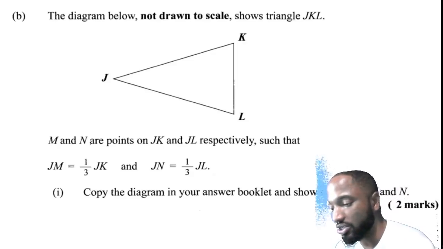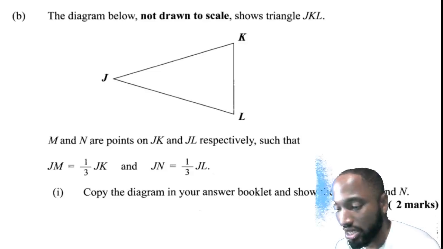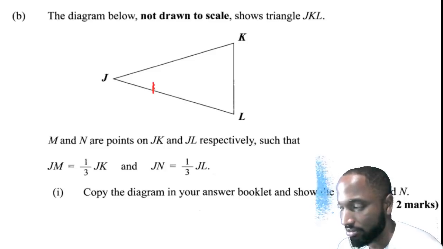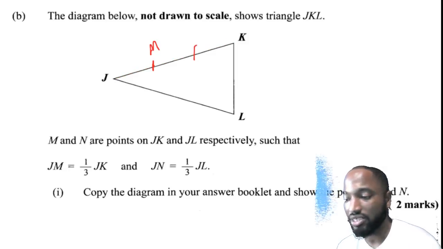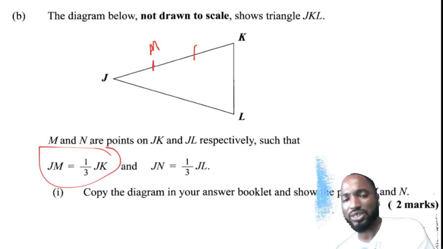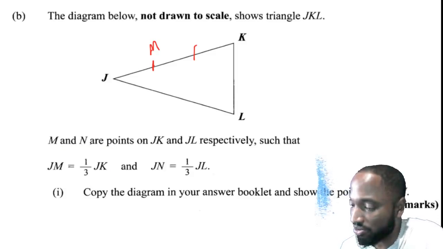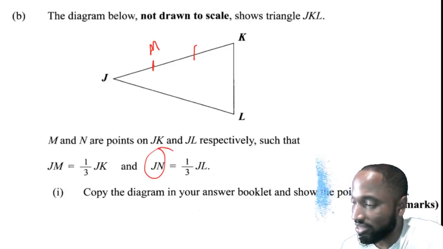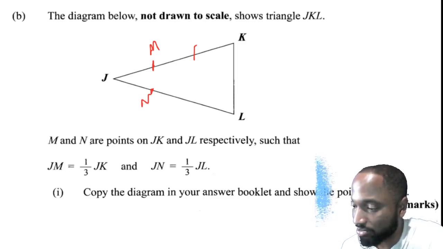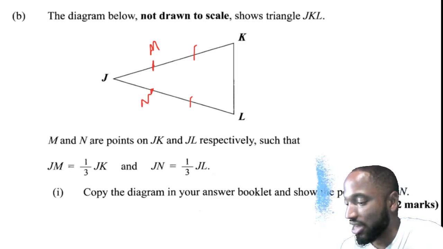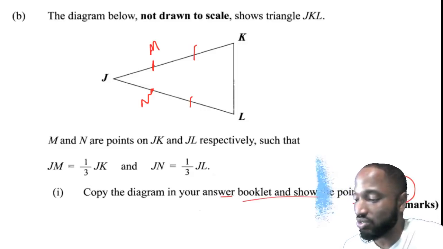So M and N are points on JK and JL respectively, such that JM is a third of JK. So J to M is a third of JK. So like if you had 3 divisions, understand? J to M is a third of JK. In other exams, they express this in a really weird way that trips up people. And J to N is a third of JL. So the same kind of setting is taking place here. A third, right? J to N. Copy the diagram in your answer booklet and show the points M and N. So once you do that, you get 2 marks. That wasn't that bad.